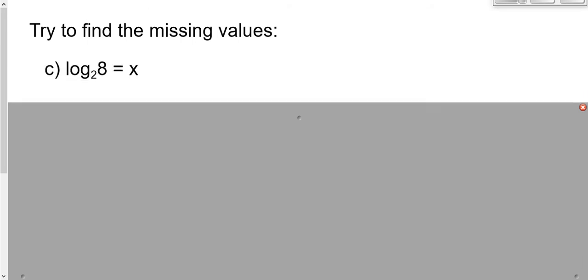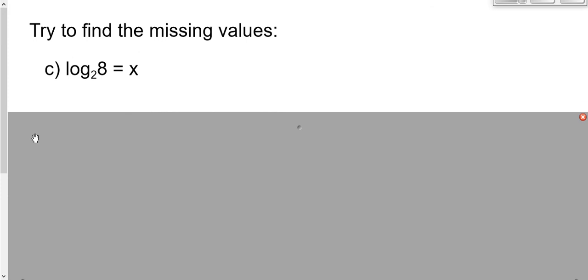So we're going to try and find some missing values using this log roll technique. Our very first example will be example C. Make sure you label it example C in your notes. We have log base 2 of 8 equals x. Go ahead and try to figure out what x is. Pause the video if you need to.